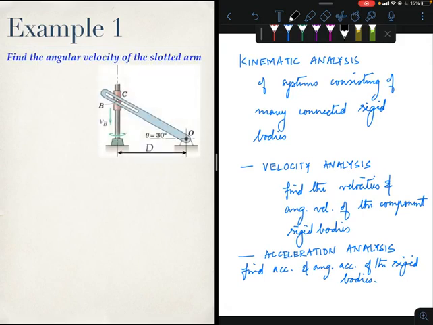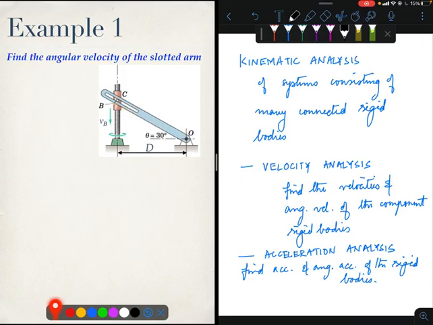So example 1. The example 1 consists of this mechanism in which there is a screw which is turning, and as it is turning it is driving this collar C up and down. In this picture it is going down at the velocity Vb. As the collar comes down, it drags this pin B down with it, and because the pin B is contained in this slot of this arm, it rotates the arm downwards, or maybe it could be going upwards, who knows. And we are supposed to find the angular velocity of the slotted arm.